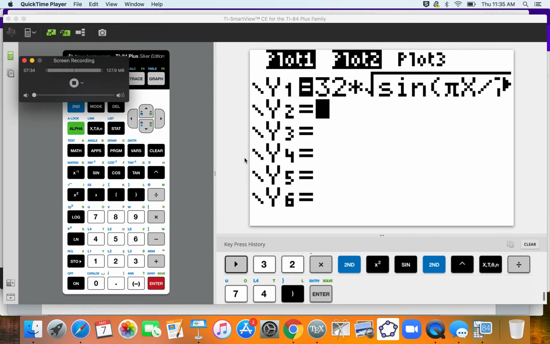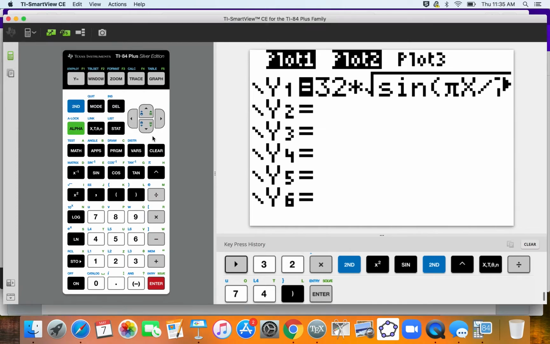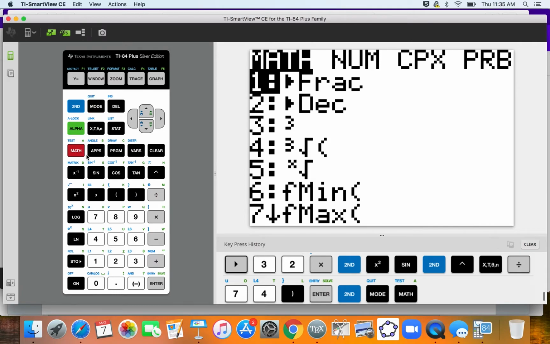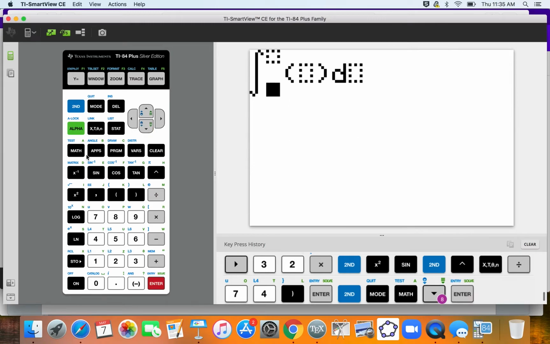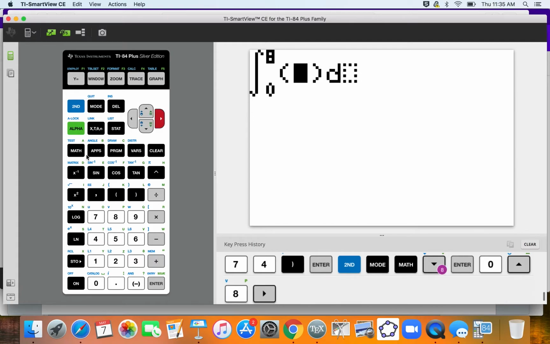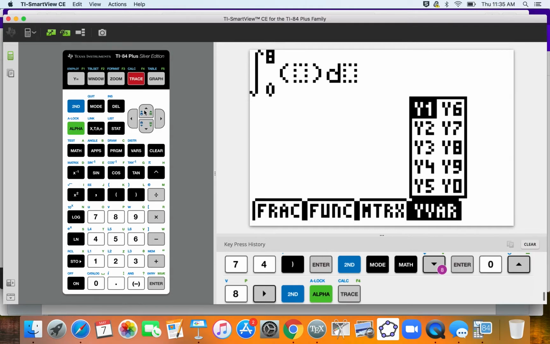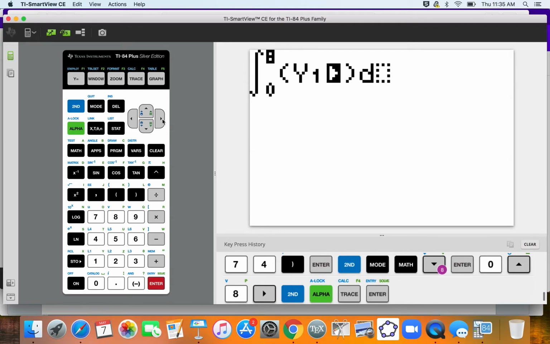All right, so the first thing I'm going to do, I put the function for W of t into y1 in my calculator. And then we're just going to quit to the main screen. We'll go math and scroll down to the integral option. And I want to go from 0 to 8. And we want to integrate, whoops, I'm going to do alpha trace y1 dx.